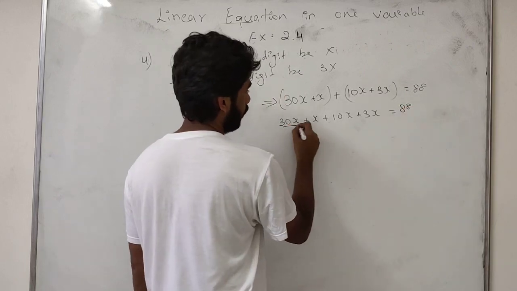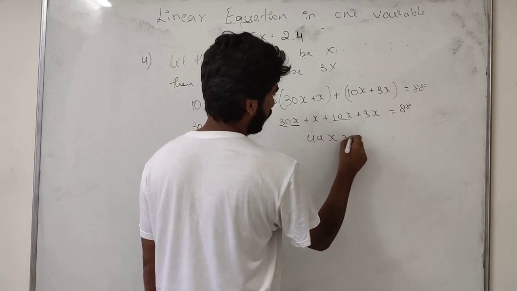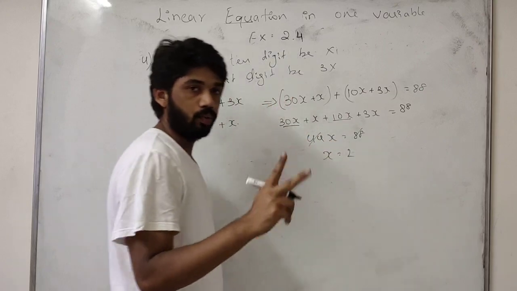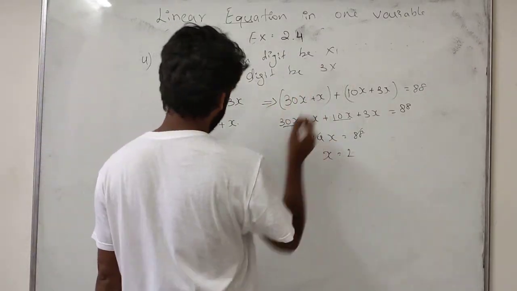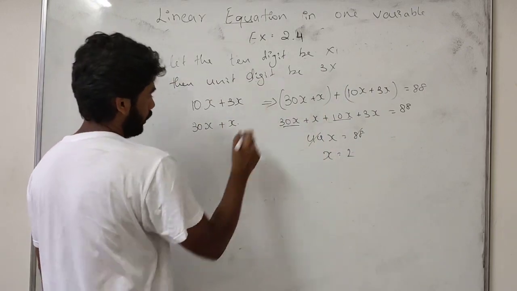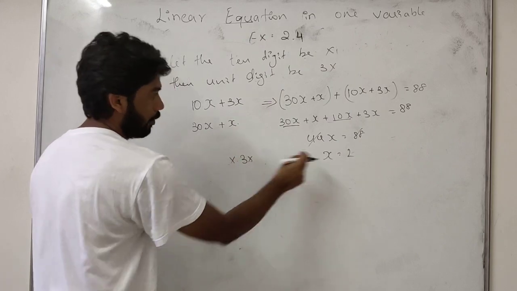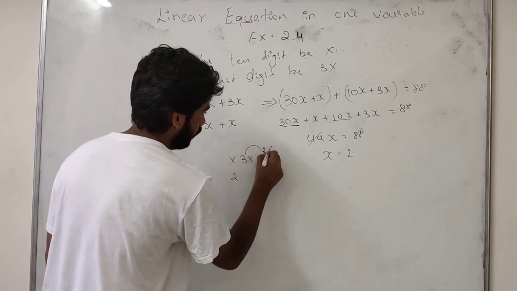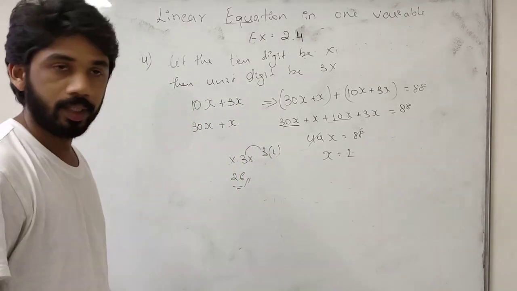So now 30, 40, 44x. 44x is equal to 88. So x we get as 2. So from here, 3x is the unit digit and the tens digit is x. So we must put the value 2 here. 3 times 2 is 6, which means the number we are getting is 26.